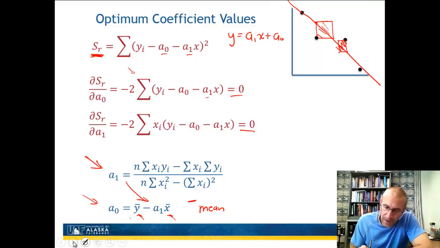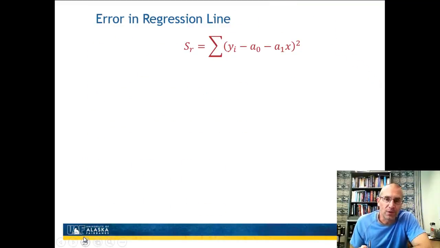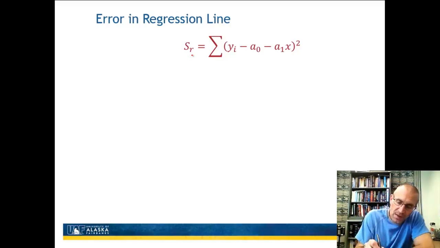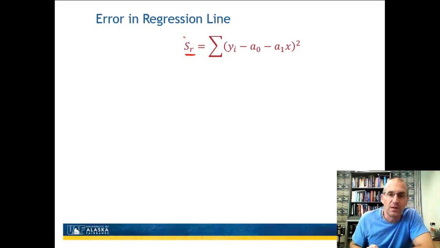All right. So now we know how to find our parameters a0 and a1. The next thing we'd like to know is, how well does that line fit the data? What is the magnitude of S_r mean? Because of the way this is defined, as the summation of all those squares, the more data points you have, the higher S_r is going to be. Simply, you're going to have more data points farther from the line.